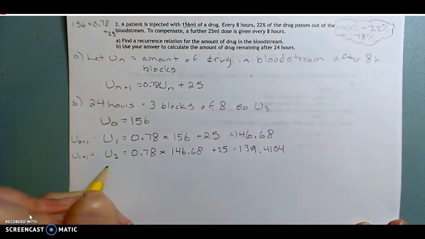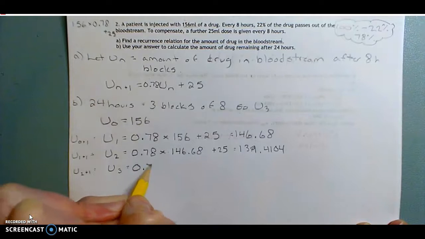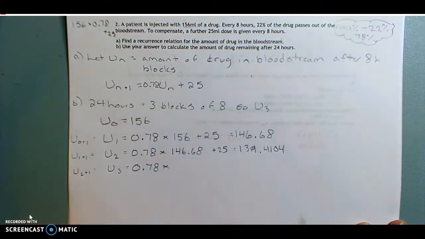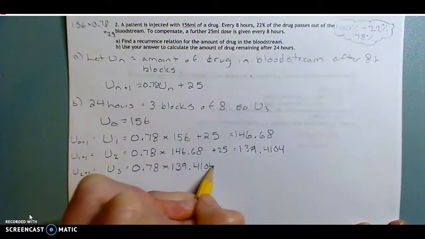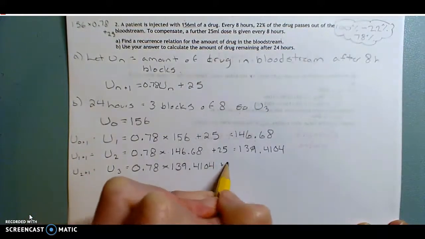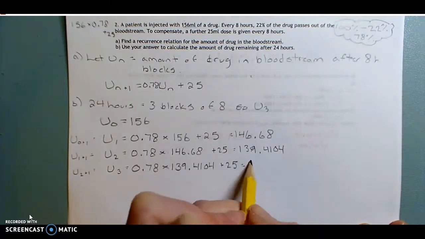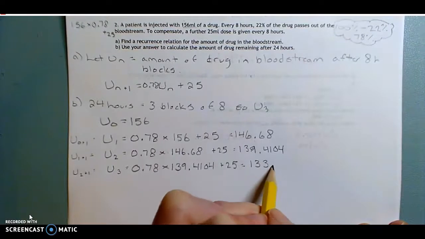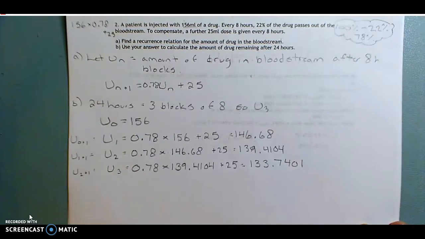And then after a third block of 8, so U3, which again is just U2 plus 1, we're going to take 0.78, multiply it by our current value, 139.4104, add 25 to it, and I will end up with 133.7401. So that's the end of my 24-hour block.